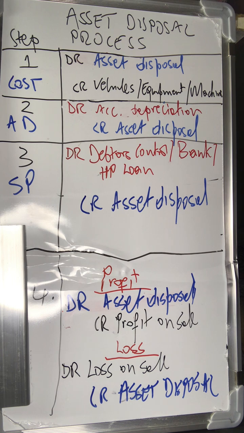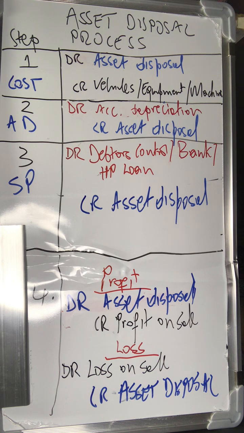For example, this process is nothing other than your general journal for asset disposal. What are we doing in the general journal? We are journalizing all the transactions that relate to a specific asset in this instance, right?